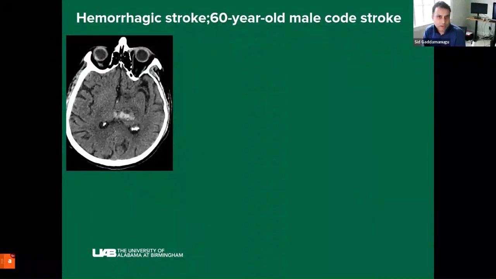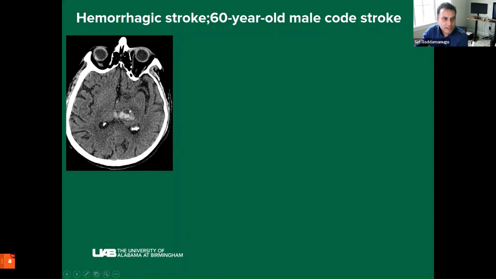So this is another patient. Now we'll talk a bit about hemorrhagic stroke. This patient comes in with a stroke. He's a 66-year-old male, and he has a left thalamic hemorrhage. So there is something interesting in this left thalamic hemorrhage.